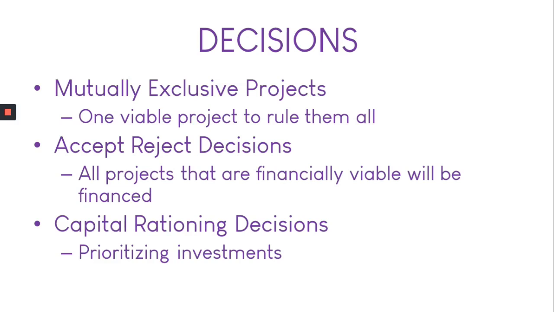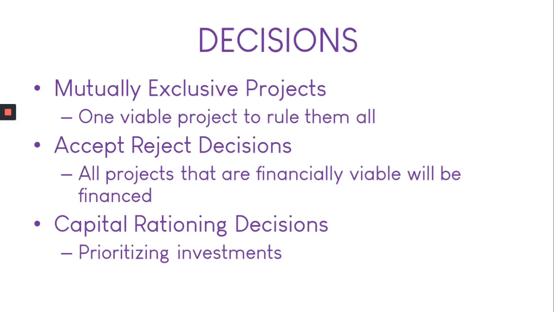Next, we discuss how the management makes its decisions on capital budgeting. We have 3: the mutually exclusive projects, the accept and reject decisions, and the capital rationing decisions. For the mutually exclusive projects, it means that the company only has room for one project. So there will be a lot of projects, and all of them could be viable, all of them could have been accepted, all of them will yield profits, but only the best one will be selected. Only one viable project. That is how they decide. So the top project, that is what they're going to get in mutually exclusive decisions.